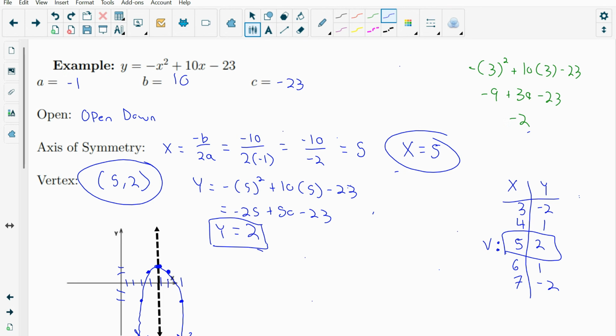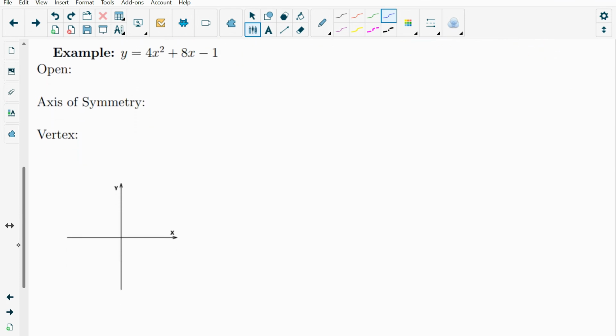All right, so that right there is the entire process, and it's just building off of what we did in the last lesson. So example number 2 here, we will save this one for class, but please copy it down and give it a try on your own.